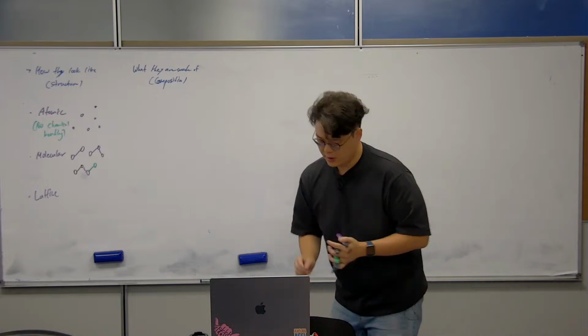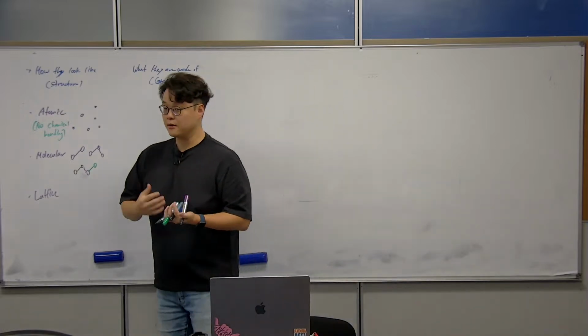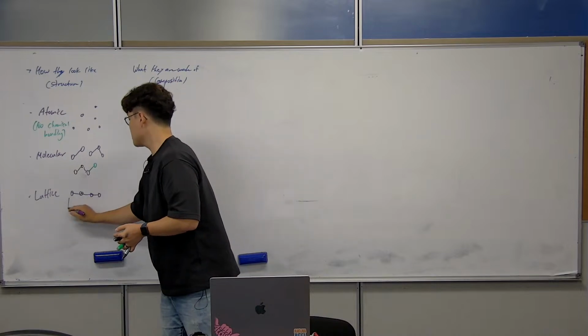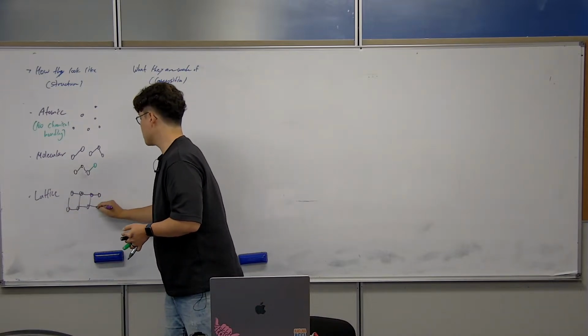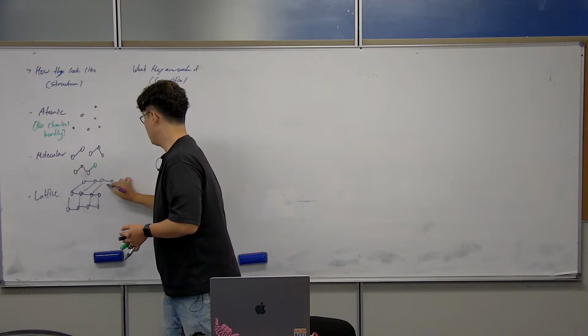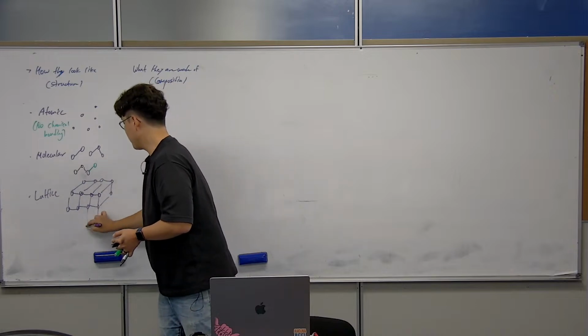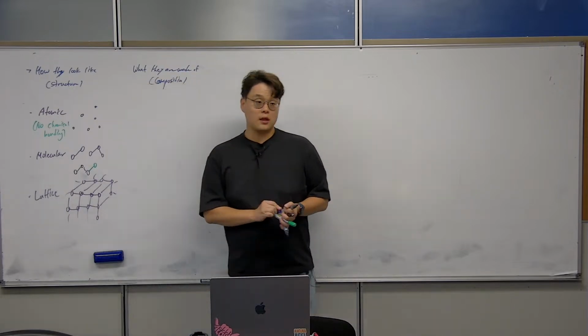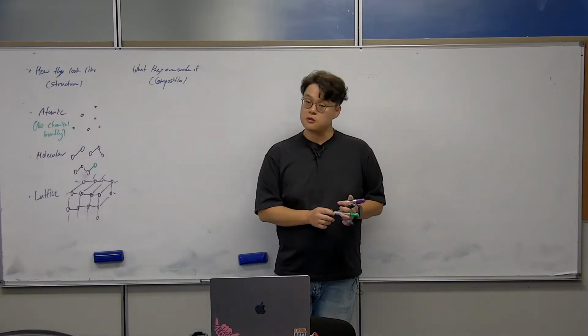Lattice is something more complex, in a network. It could look like this, forming some sort of building structure. It goes even further, so it kind of stretches. That's called the lattice structure we describe in chemistry.